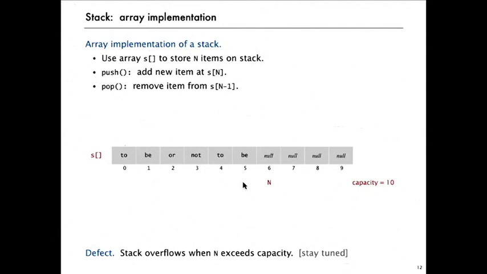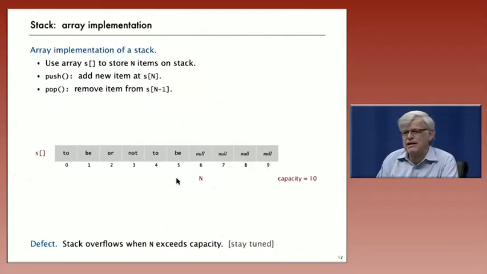Now there's a fundamental defect in using an array, and that is that you have to declare the size of the array ahead of time, and so the stack has a certain capacity. And if there's more items on the stack than the capacity, we have to deal with that problem. That's a fundamental problem that we have to deal with in array implementations in all sorts of algorithms and data structures. So again, considering it for this simple case will pay off later on.